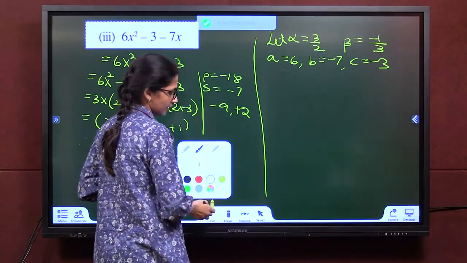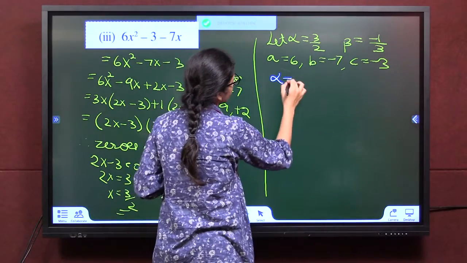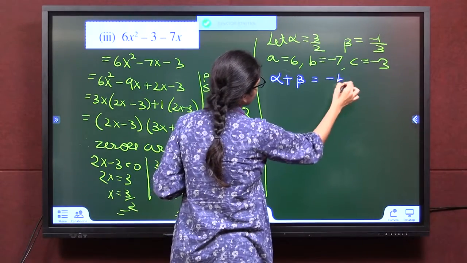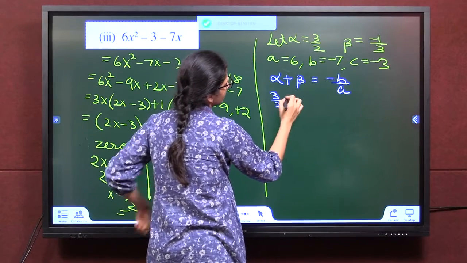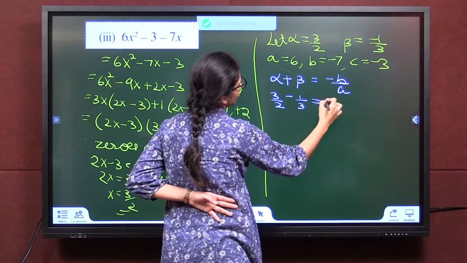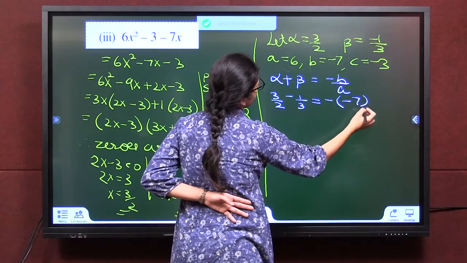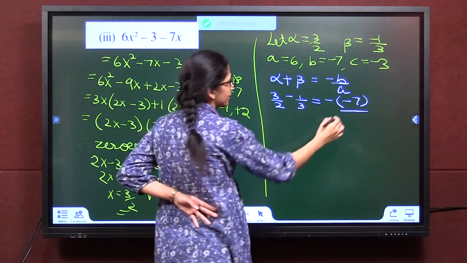Let's start verifying the relationship now. Alpha plus beta should be minus B by A. What is alpha? 3 by 2. What is beta? Minus 1 by 3. Equal to minus B, which is minus 7, by A, which is 6.